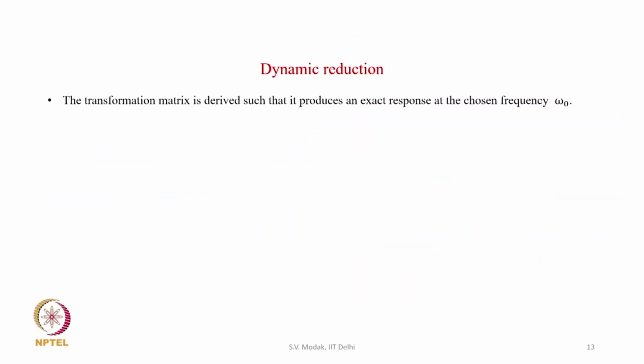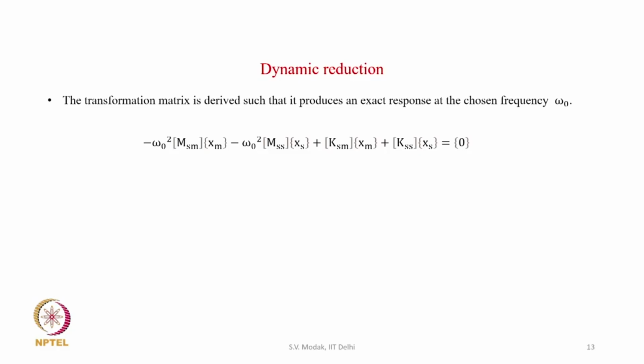So, there is a variation of this technique in terms of dynamic reduction. The dynamic reduction technique is a modification of the Guyan reduction technique. Here the dynamic equilibrium at the slave DOFs is not considered at omega equal to 0, but it is considered at a frequency omega equal to omega naught, which can be chosen. Therefore, if we write the dynamic equilibrium at the slave DOFs at omega equal to omega 0, we get this equation. Here we see that now the inertia forces at the slave DOFs corresponding to frequency omega naught are taken into account.